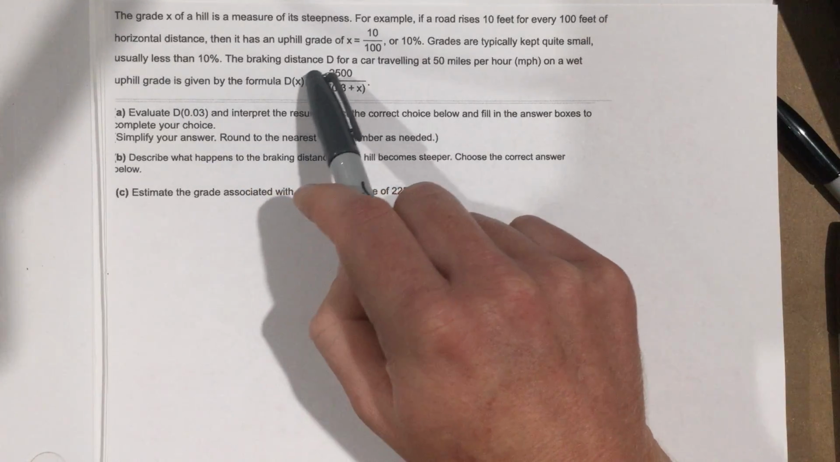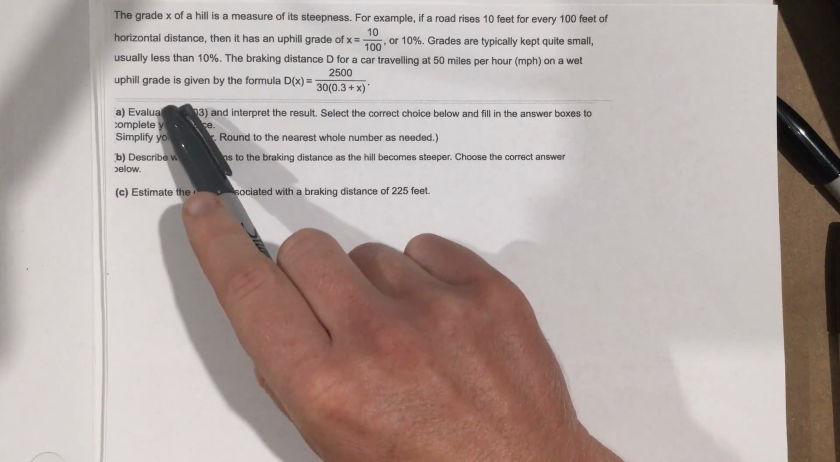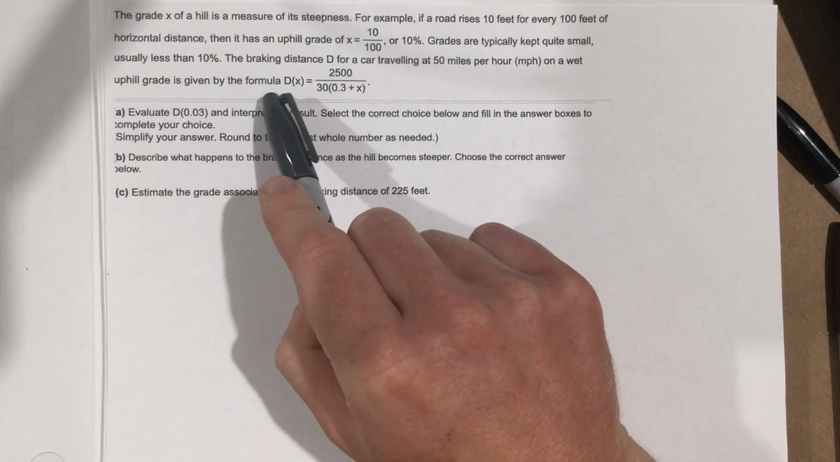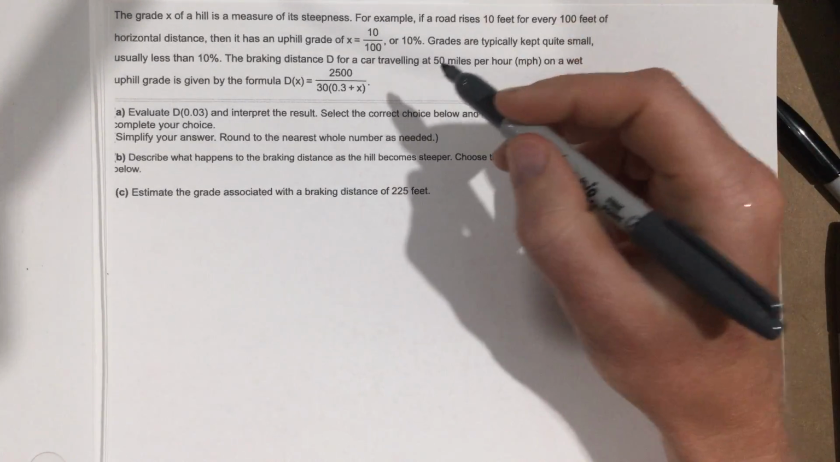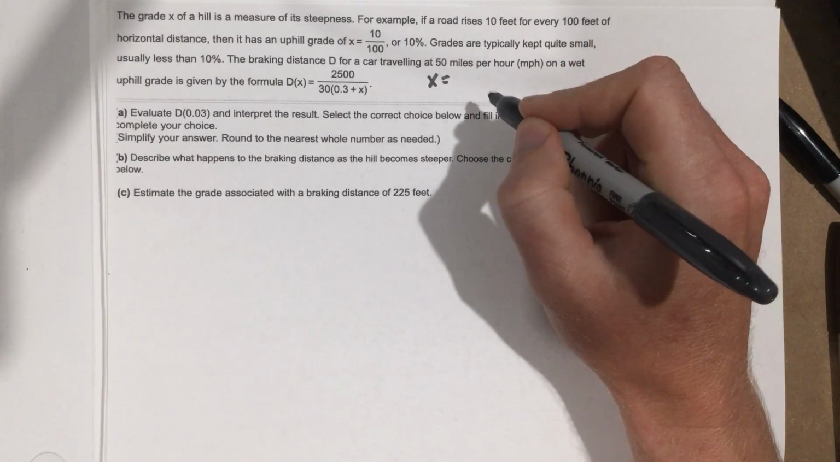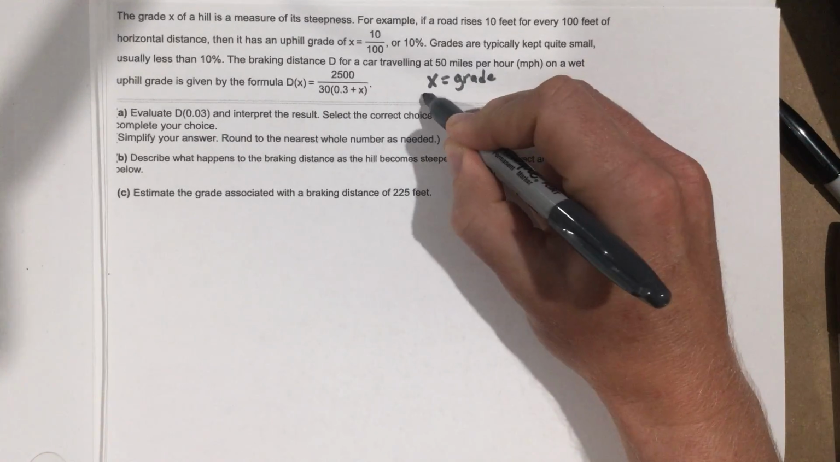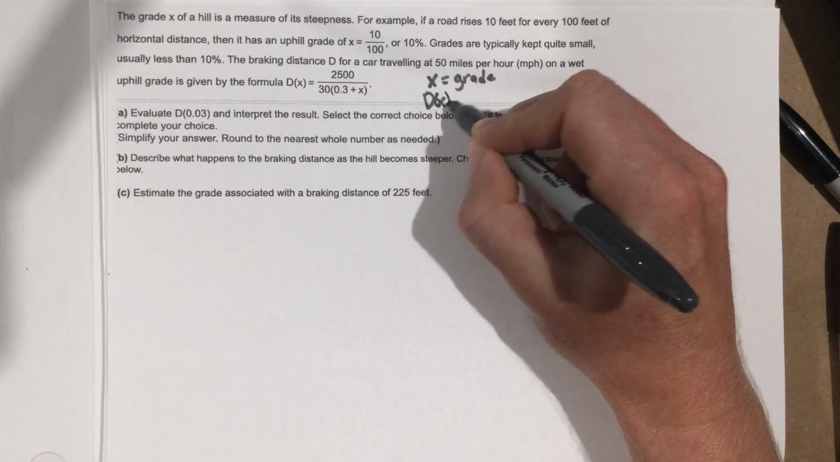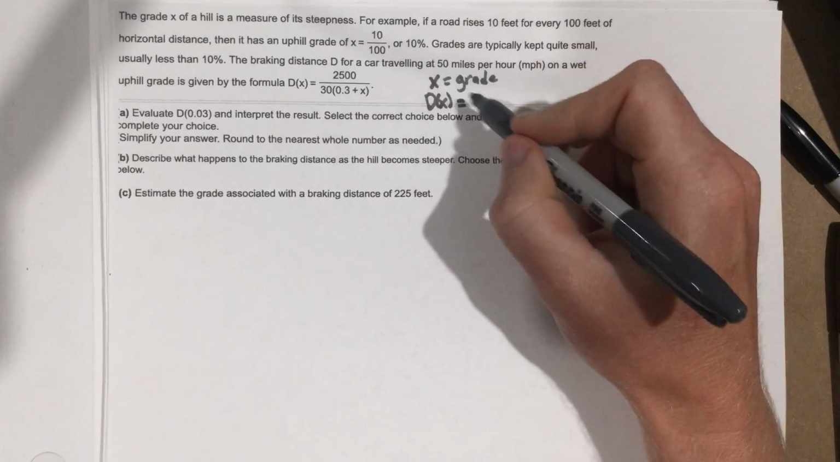Grades are typically kept quite small, usually less than 10%. The braking distance d for a car traveling at 50 miles per hour on a wet uphill grade is given by the formula d of x equals 2500 over 30 times (0.3 plus x). So x stands for the grade, and d of x is the braking distance.